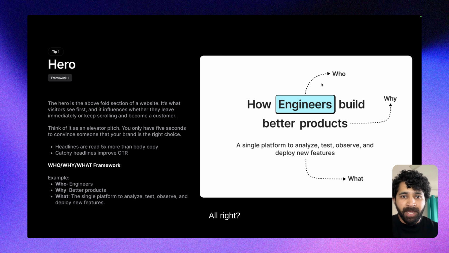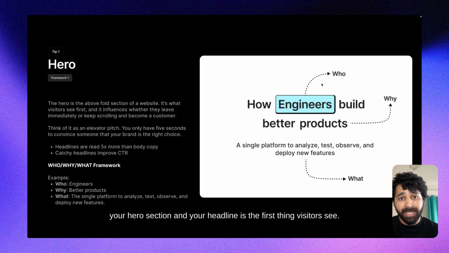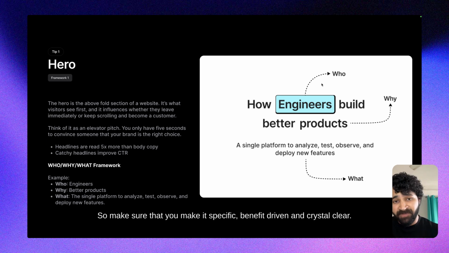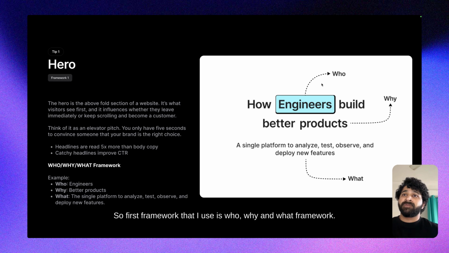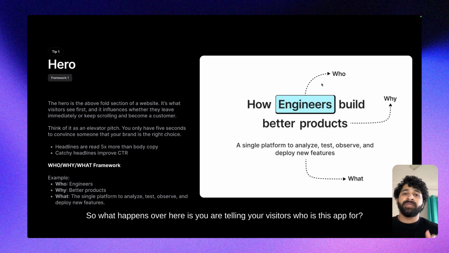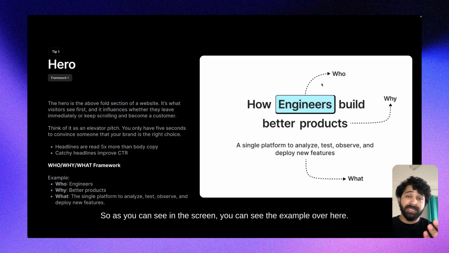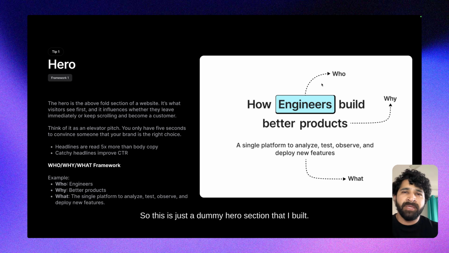If you're well aware, your hero section and your headline are the first thing visitors see, and it's got to hit hard. So make it specific, benefit driven, and crystal clear. The first framework that I use is the who, why, and what framework. Here you are telling your visitors who this app is for. As you can see on the screen, this is just a dummy hero section that I built.